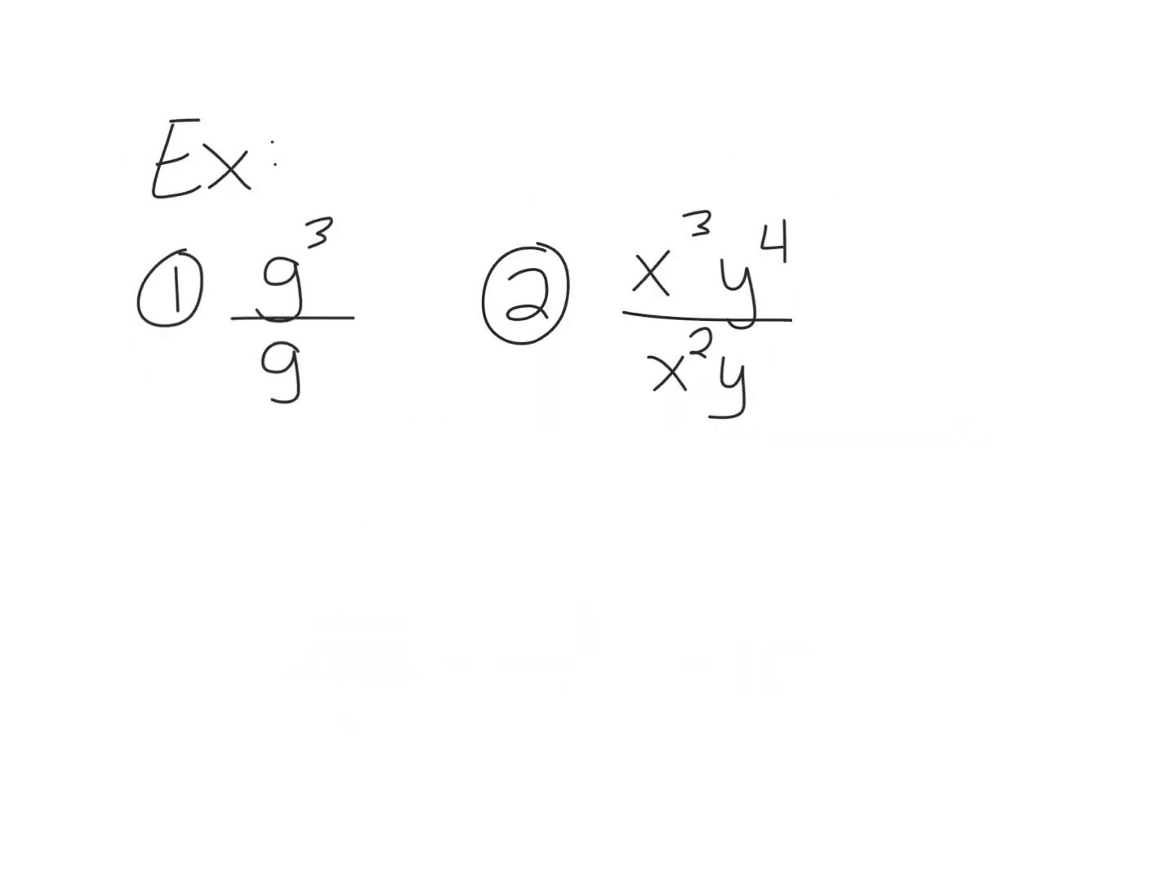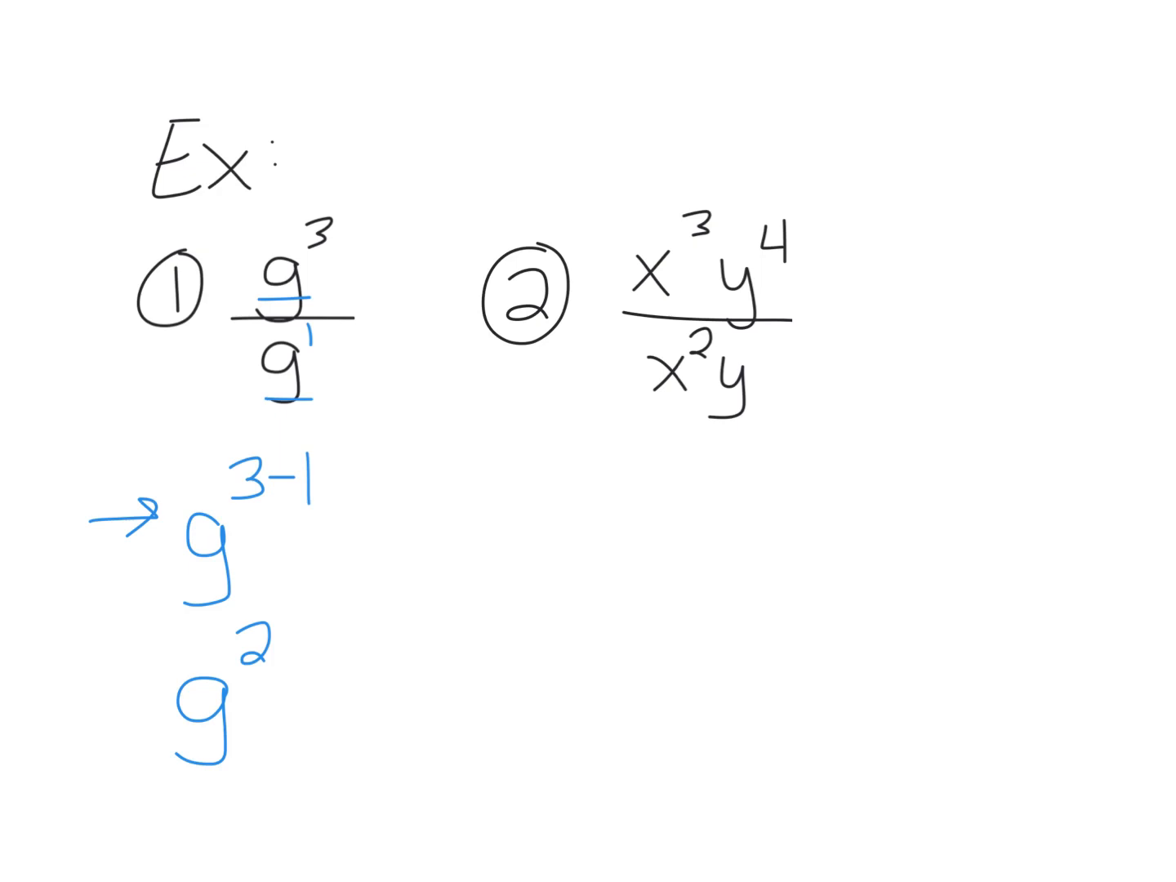All right, let's look at a couple examples with this. On number 1, we have g to the 3rd divided by g. What is the exponent on the bottom one? Did you say 1? Good. So they have the same base, g. What do I do with the exponents when I'm dividing? Subtract. G to the 3 minus 1. So what's our new exponent? 2. Yep. Again, you don't have to show this step. I'm just showing it since it's your first time seeing it.